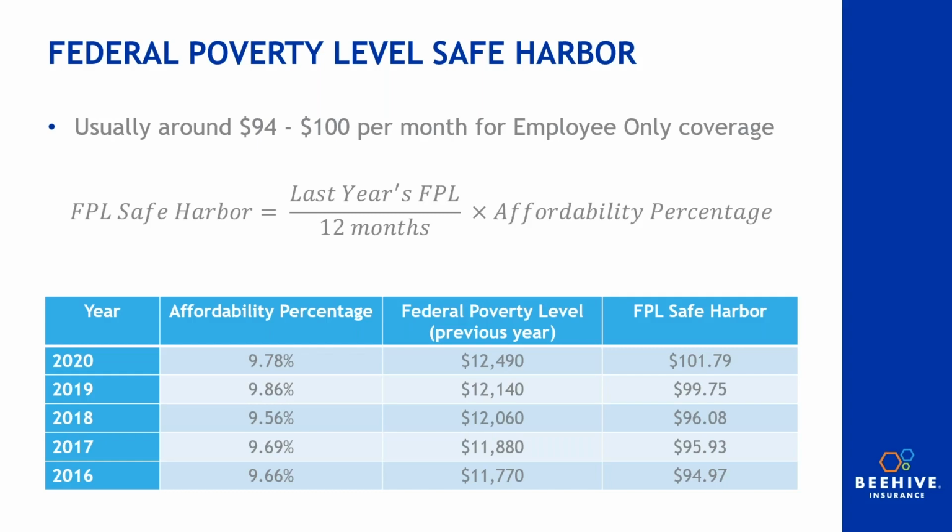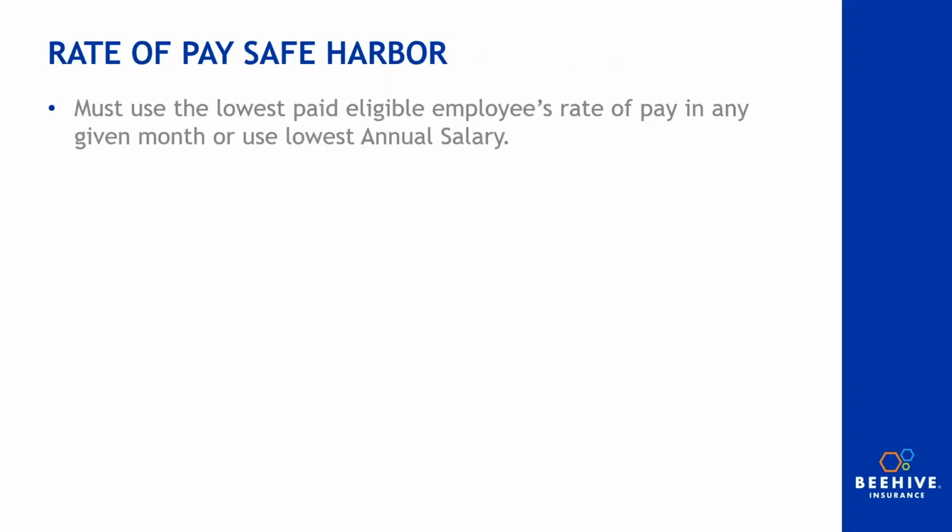It is ideally our preferred safe harbor, but it is expensive as an employer. The next safe harbor we have available is the rate of pay safe harbor. Keep in mind, when using the rate of pay safe harbor, you must use the lowest paid eligible employee's rate of pay in any given month, or use the lowest annual salary if your employees are salaried. So we have two calculations for this, one for hourly employees, and we have one for salaried employees.